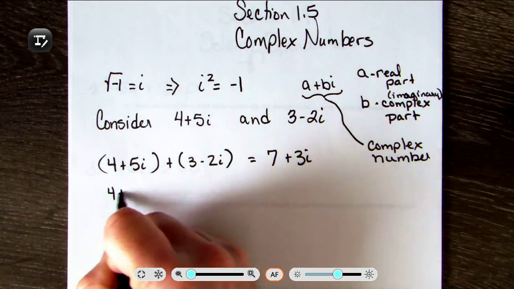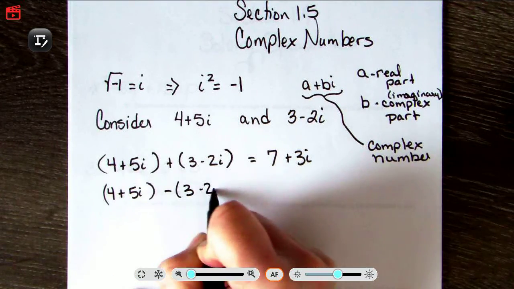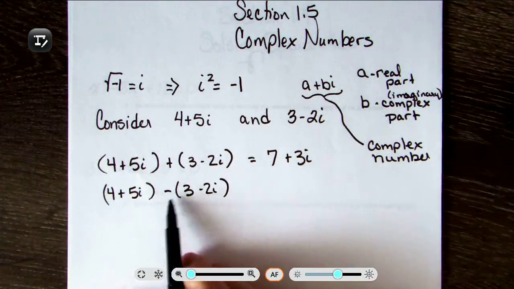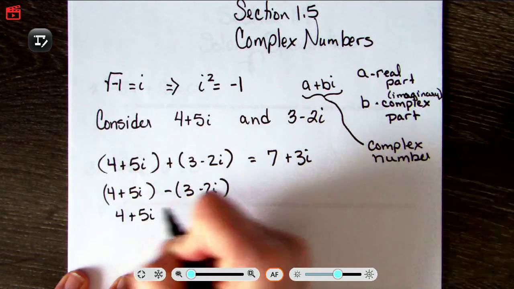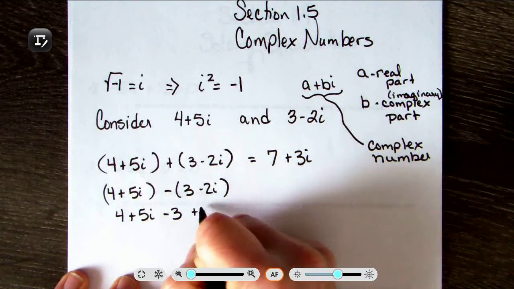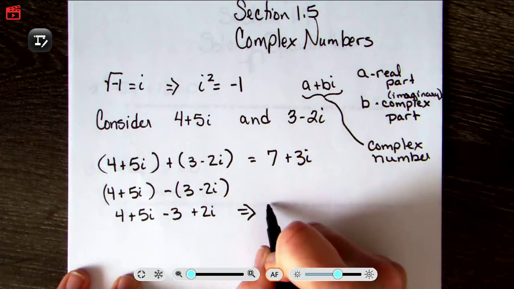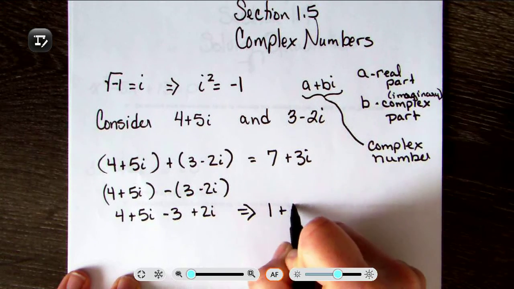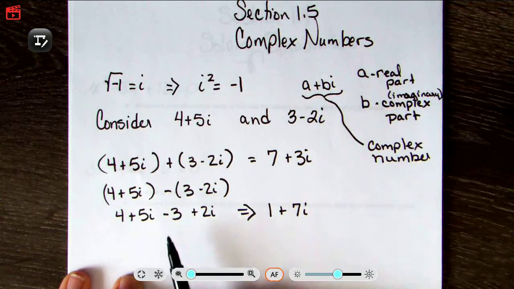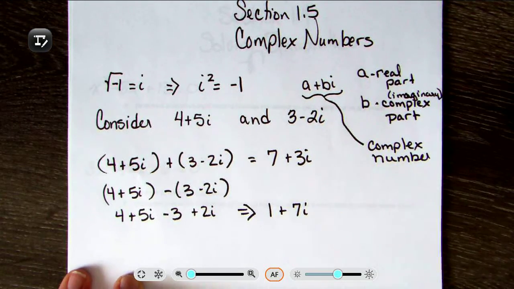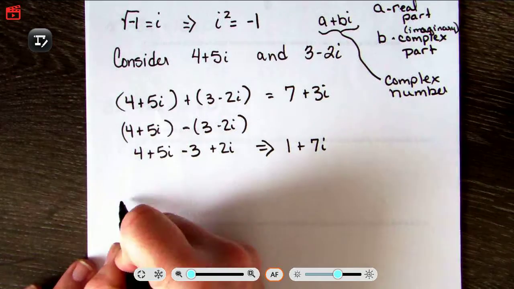So if I had these two numbers and we were going to subtract, the first thing I would do is distribute that negative through, and then combine my like pieces, and I would end up with 1 plus 7i. Okay, we cannot combine our real parts with our imaginary parts, so we kind of have to work with those.